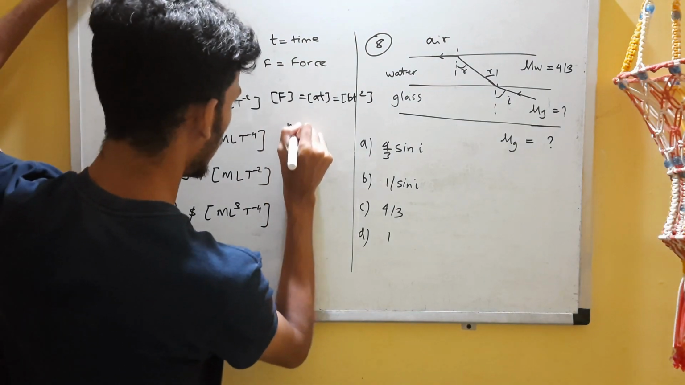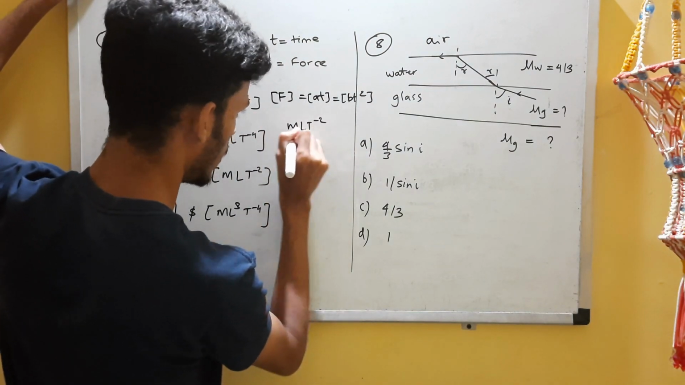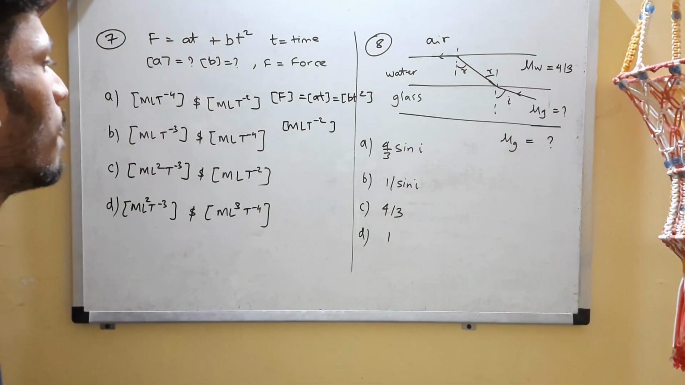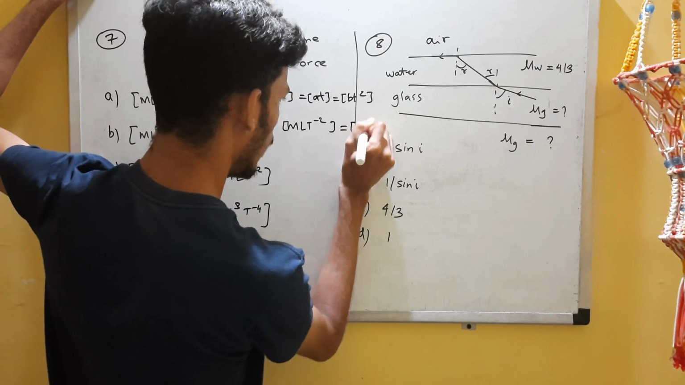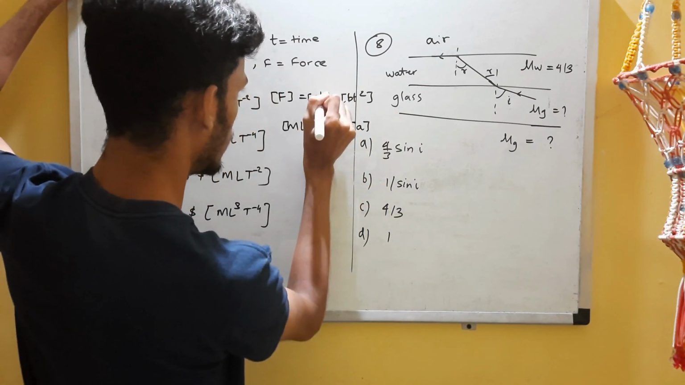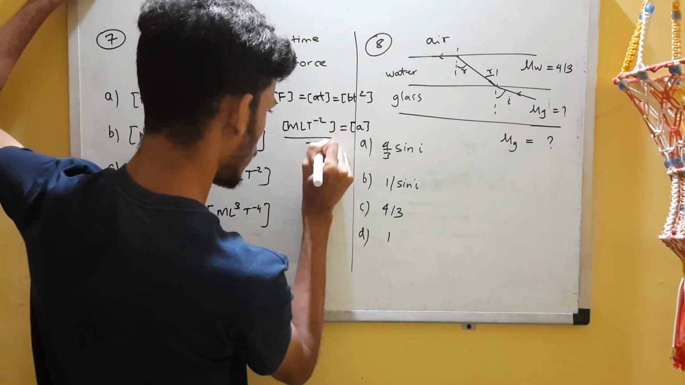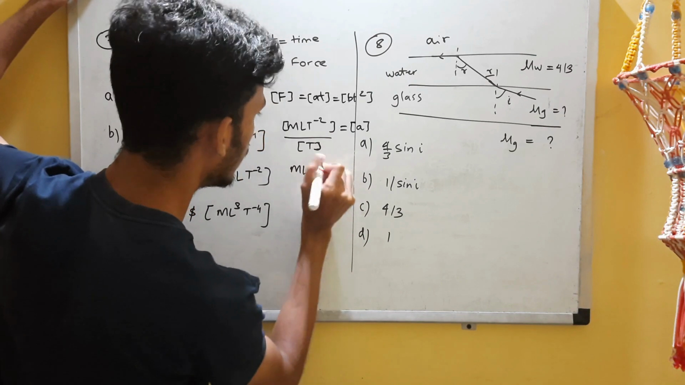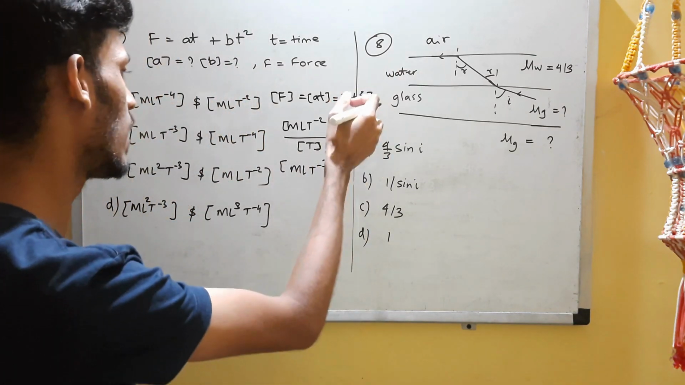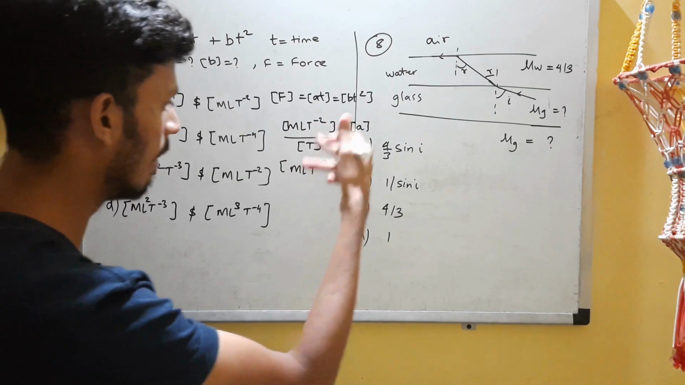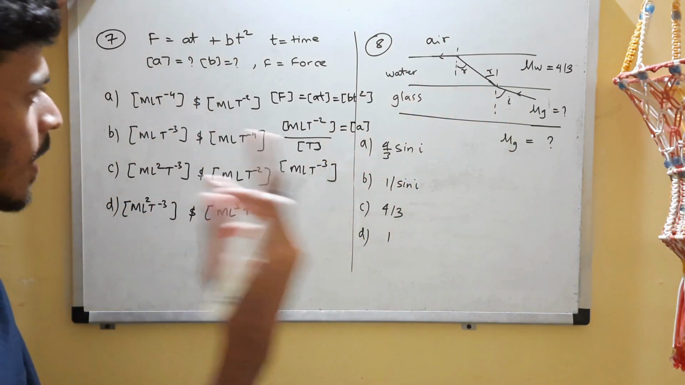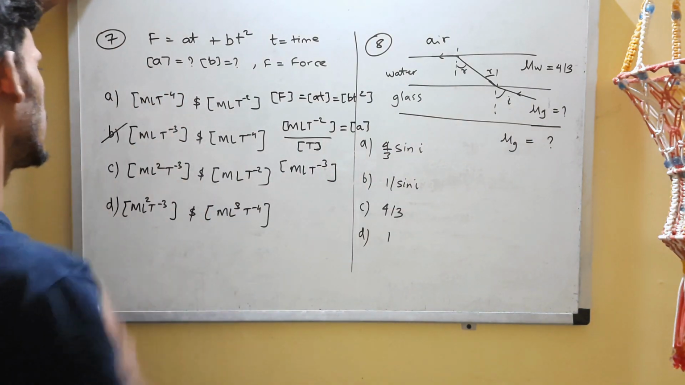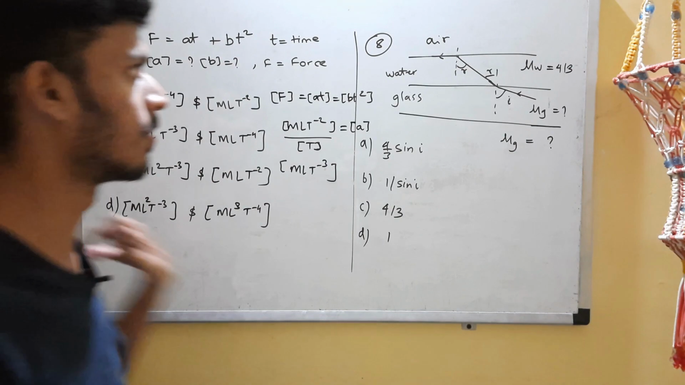Now force, we know that it is mass into acceleration. So mass into acceleration, these are the dimensions of force, dimensional formula I shall say. From here we can find the dimensions of A. It will be the dimensions of force divided by time, so we'll have MLT raised to minus 3. In case of B, there is just T square, so it is divided by T square, so MLT raised to minus 4. So option B is the correct choice over here.